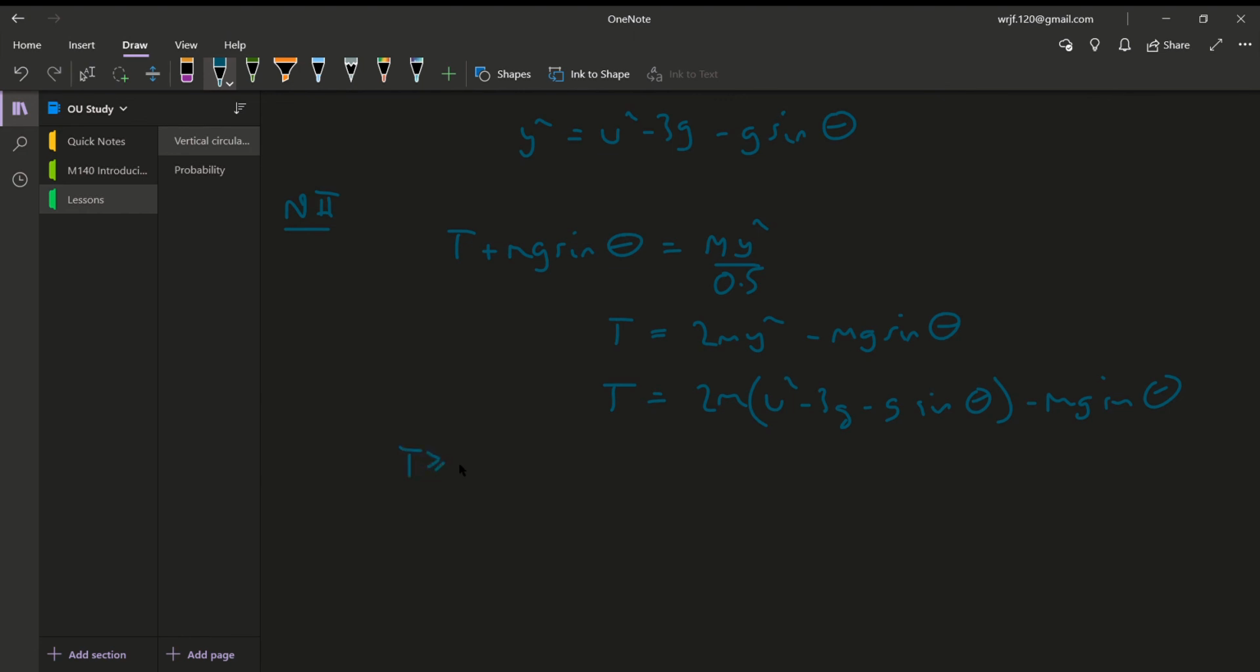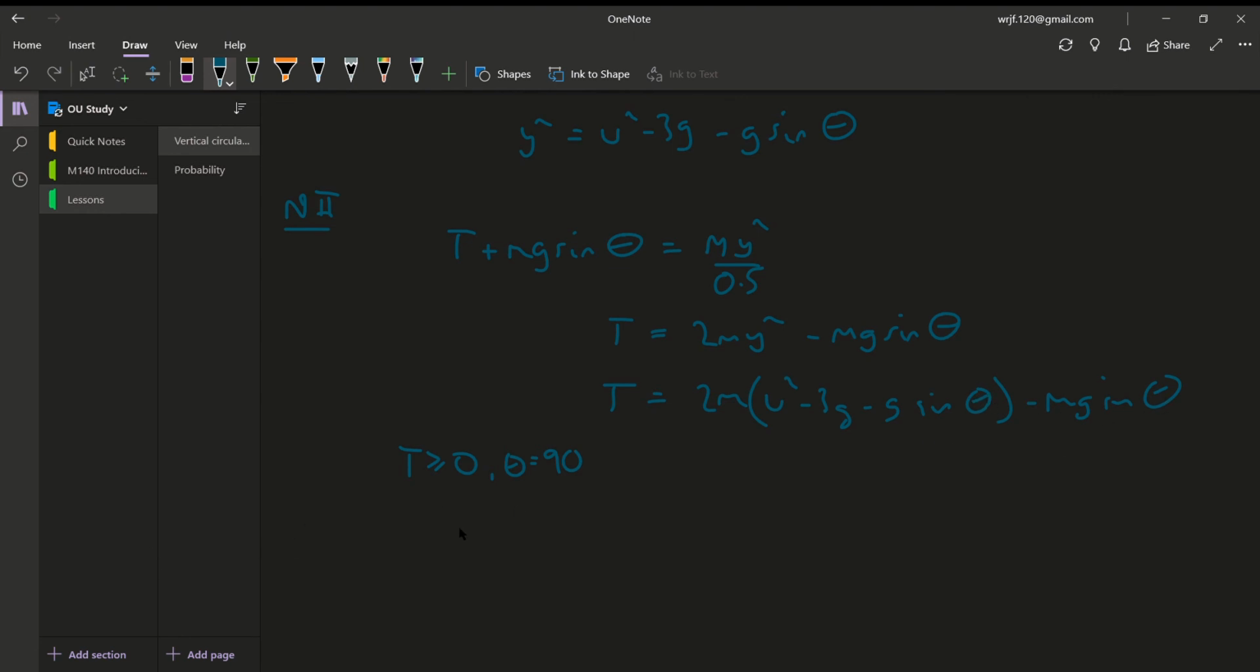And in order for it to complete circles, we want T greater than or equal to 0 when theta is equal to 90 degrees, so the small circle has reached the top there. So we want this right-hand expression to be greater than or equal to 0 when we substitute 90 in place of the thetas there.